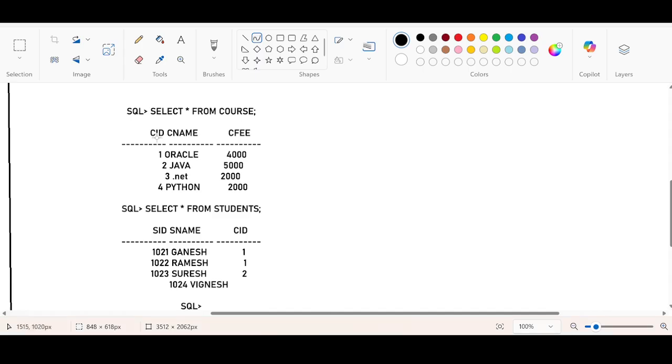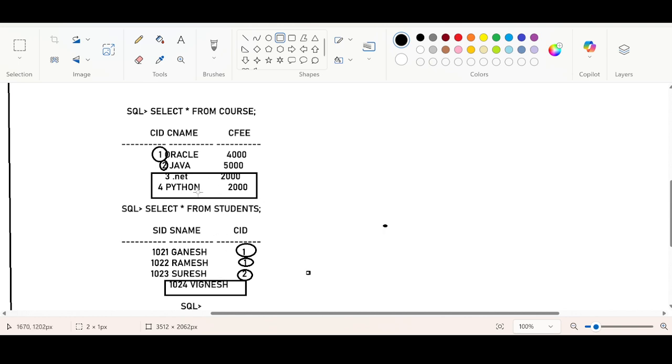When I use inner join, it is going to give the matching rows. It is going to join two tables based upon the matching row. So this is the matching row: 1 is matching, and 2 is matching. Unmatched rows are left like that. This is an unmatched row in the students table, and this is also an unmatched row in the course table. These are going to be left.